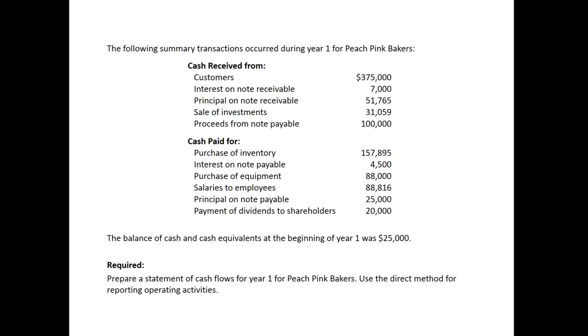The balance of cash and cash equivalents at the beginning of the year was $25,000. So we're going to create a statement of cash flows using the direct method for reporting operating activities.